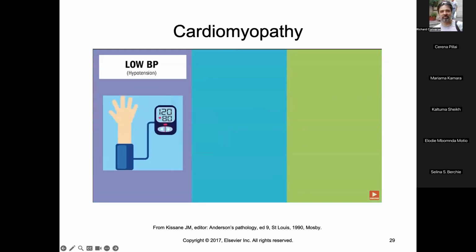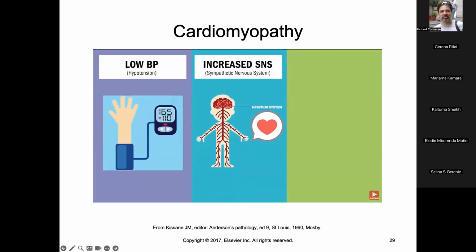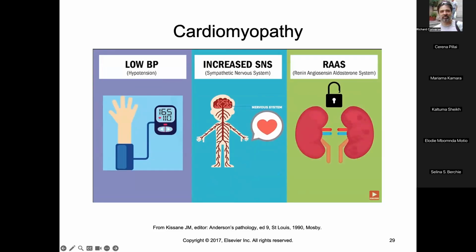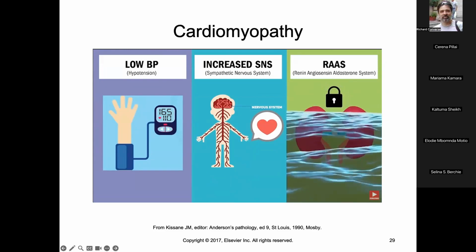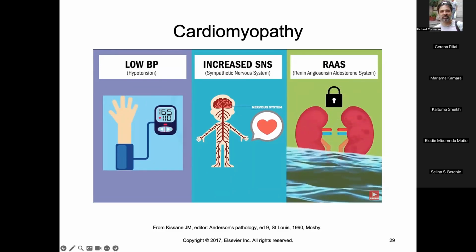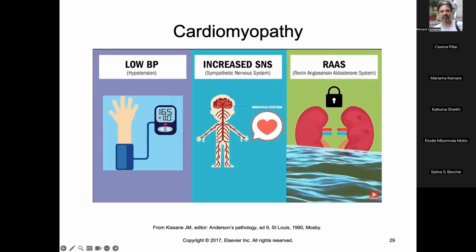As a result, the body thinks we have low blood pressure. So the body attempts to increase this blood pressure by stimulating the sympathetic nervous system to increase the heart rate. It also attempts to increase the blood pressure by stimulating the kidneys to initiate the renin-angiotensin-aldosterone system, fancy words for the RAAS system, which results in the kidneys holding on to the fluid, which increases blood pressure. But over time, these compensatory mechanisms can no longer maintain cardiac output and the heart begins to fail.